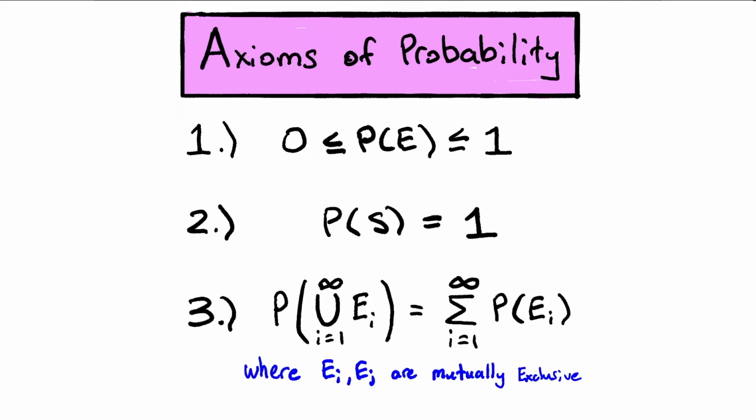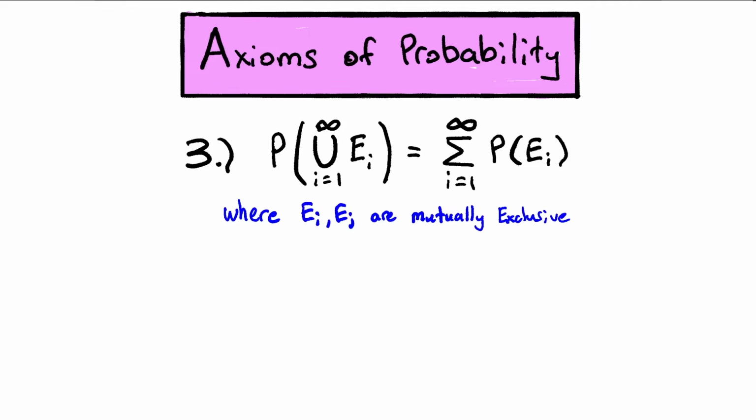And finally, our third axiom is a little more complicated looking, but I'll break it down in more simple terms. But the main idea is that the probability of the union of any events is the same as the sum of all probabilities of those individual events, when all these events are mutually exclusive. Now that's a little confusing, so let's break down what that means.